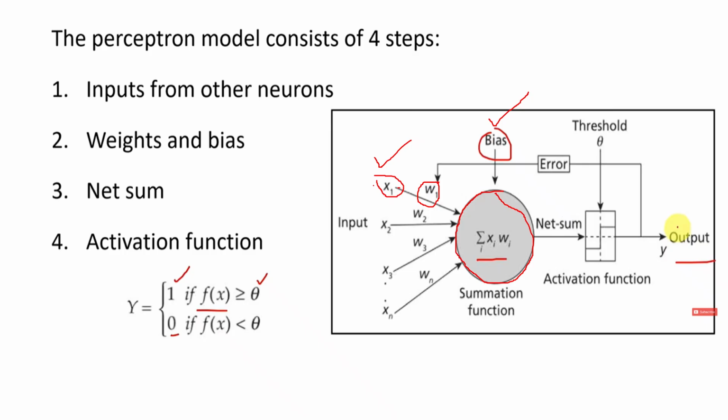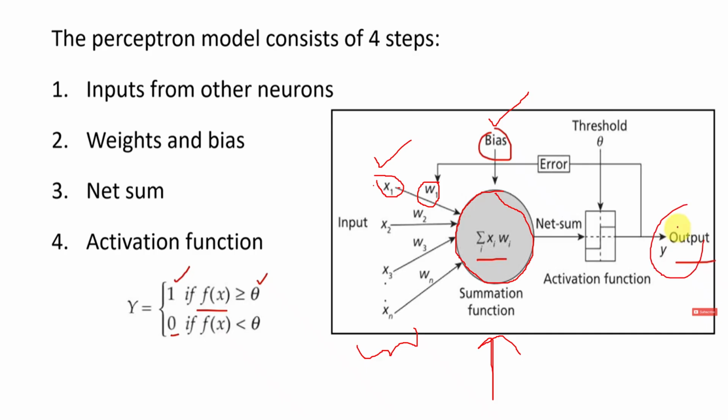So what are the things the perceptron has? A perceptron is a neural network with only one neuron. This is the one single neuron, and we have two layers. One is the input layer. The input layer consists of these inputs x1, x2, x3 up to xn, and it has an output layer.